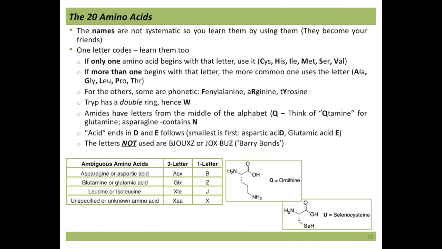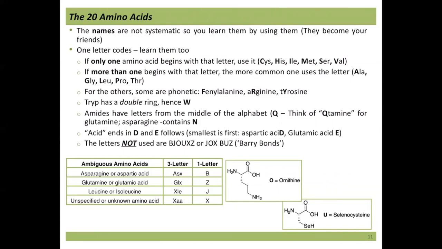So what do you do with phenylalanine that starts with a P? If P's already used up, well, you kind of use phonetics. So phenylalanine as if it started with an F. Arginine, that's the pirate's favorite amino acid, arrrginine. So it starts with an R. And then tyrosine, as in "tyrosine." Tryptophan has a double ring, and hence it's a W. I like it better that tryptophan is like tungsten, and tungsten has the atomic symbol W. So I think of tryptophan as tungsten with this atomic symbol or one letter code of W.